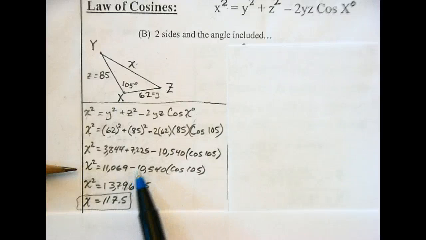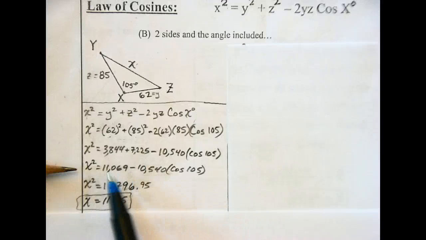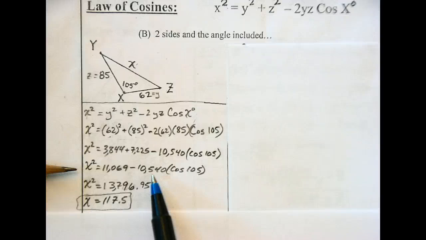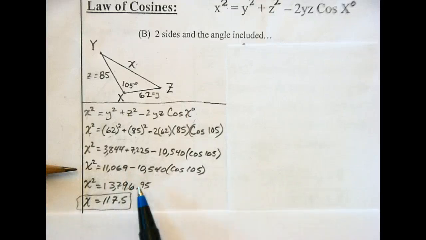How many made their mistake right there? Okay, that would be a common place. You subtract first and then take that. So you should actually take cosine 105 times 10,540 and subtract it from 11,069. If you plug it into your calculator just like that, you should get that. But order of operations, multiply before subtraction. Any other questions on it? Okay, how many are ready to move on?